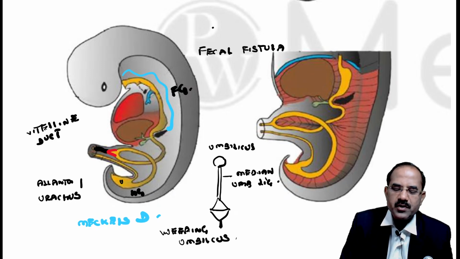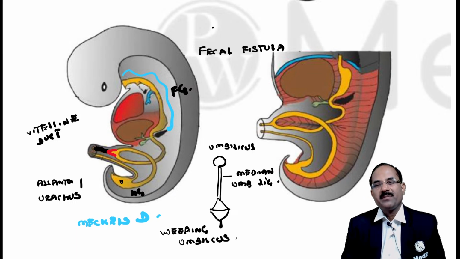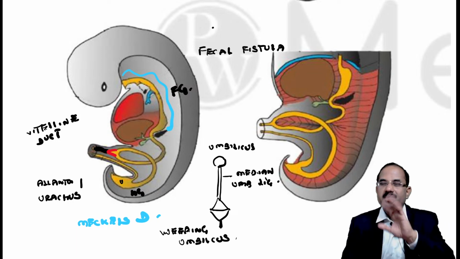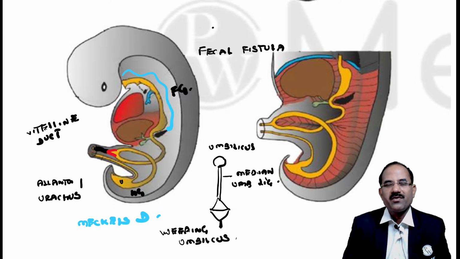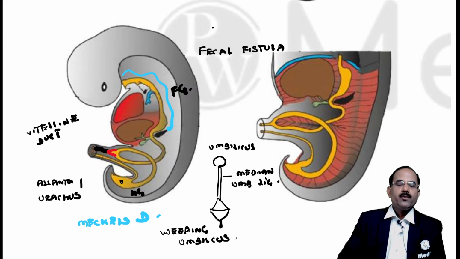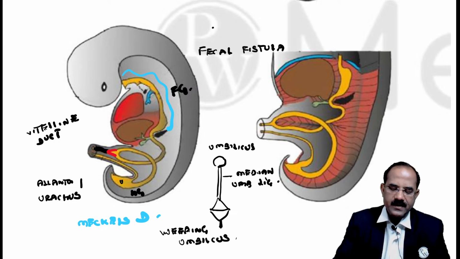So if the entire vitelline duct remains persistent, that's a fecal fistula. Most of the time, the distal part of the vitelline duct is obliterated, the proximal part remains, and this is what we call Meckel's diverticulum. I hope this is clear to all of you students. Is this clear? Okay.